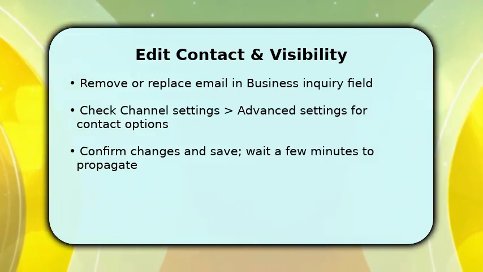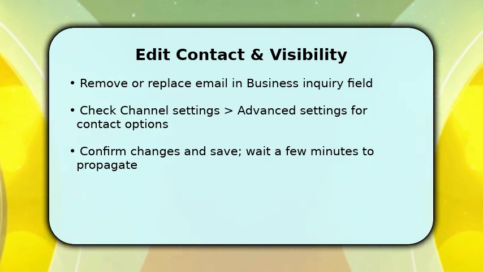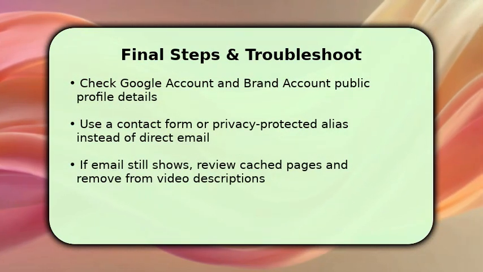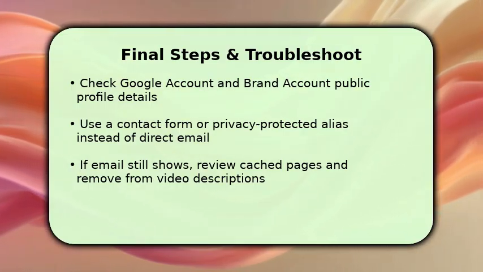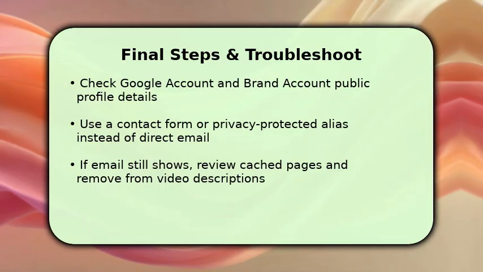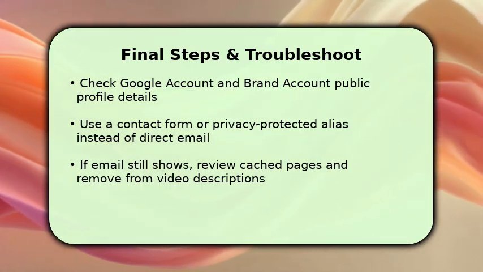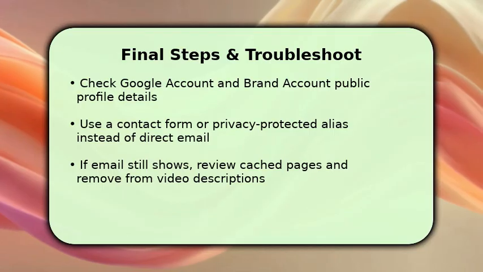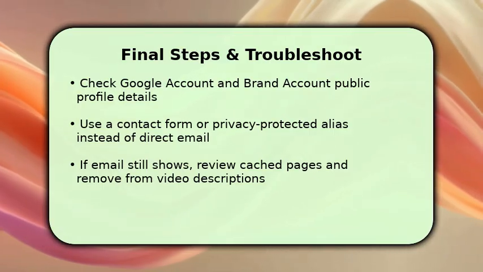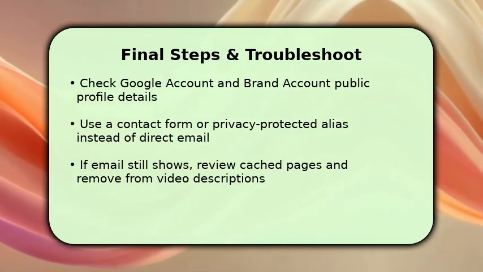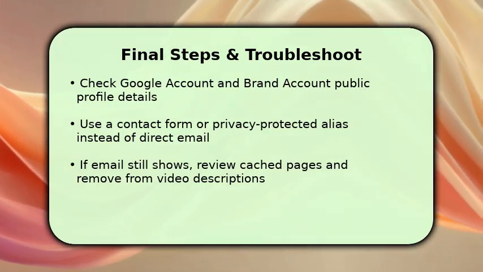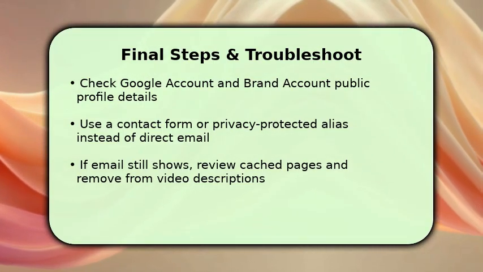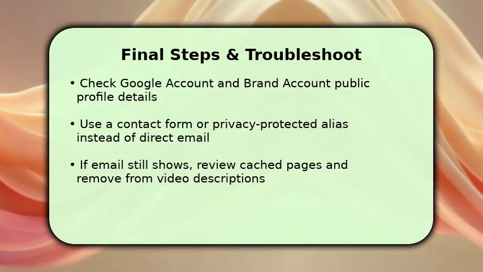Finish by auditing other places your email might appear: video descriptions, community posts, about text, or linked websites. Replace exposed addresses with a contact form, alias, or email forwarding that keeps your real address private. If the email still appears, clear browser cache and view the channel in an incognito window. Cached content can persist. If remnants remain, edit or remove the specific video descriptions or posts and resave to force an update.